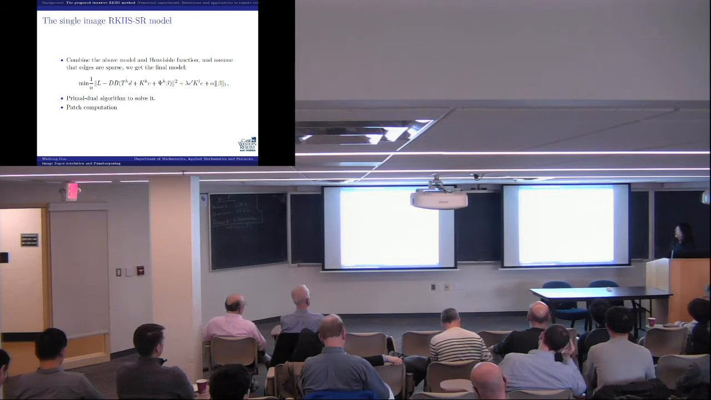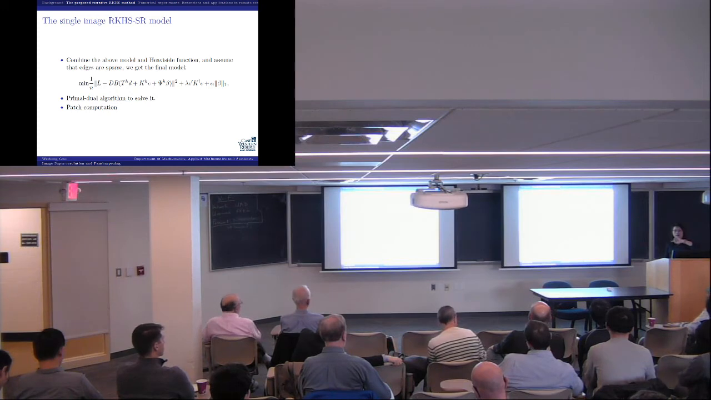And the computation is done patch-wise, which means that you have a low-resolution image and you divide it into a lot of small patches. And you either do patch by patch, or you do a non-local classification to group similar patches together and run that group all together. Or you do an individual patch, which will be less efficient.